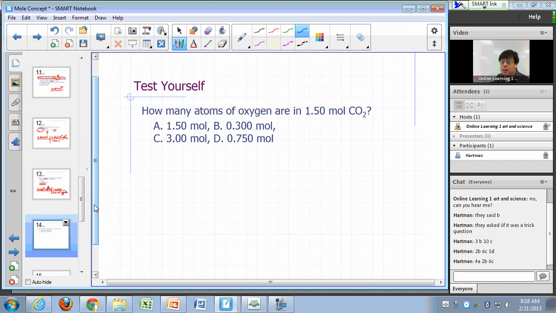Okay, how about this one? How many atoms are in 1.50 moles of CO2? Is it 1.5, 0.3, 3, or 0.75? How many atoms of oxygen are in 1.50 moles of carbon dioxide?